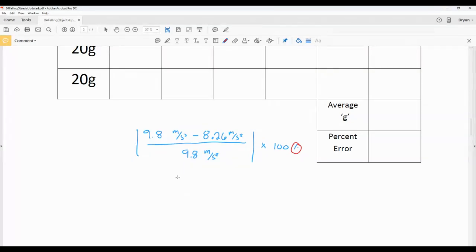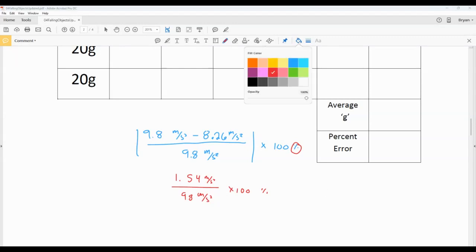Okay, so running through and finding the difference, this is going to give us about 1.54. Then remember it's technically meters per second squared, an absolute value if necessary, but this is already positive. Then the gravity we trust is 9.8 meters per second squared. There's still a times 100 and a percent that we want to remember at the end.